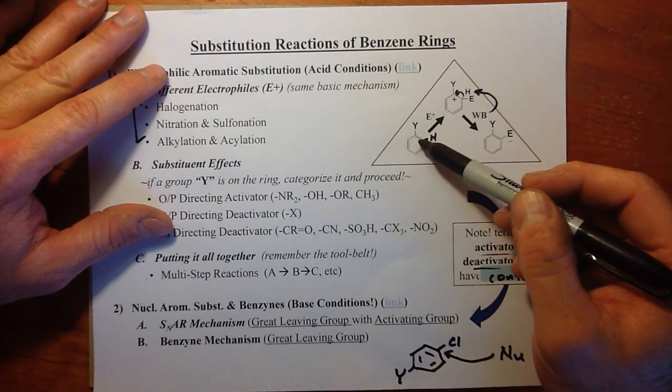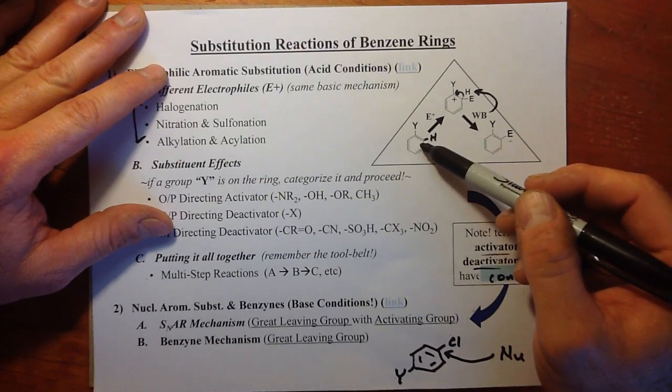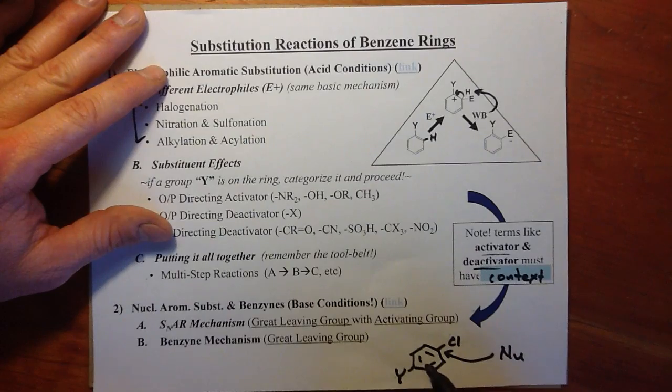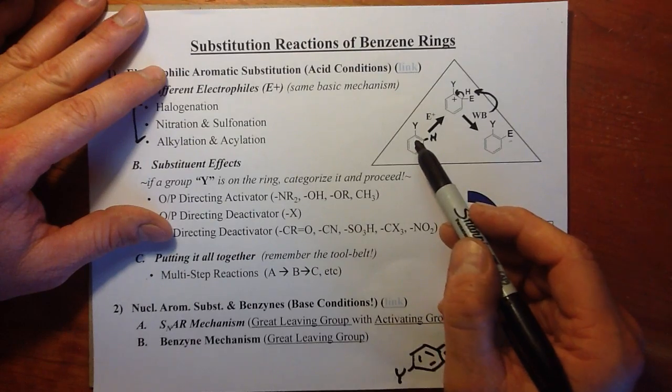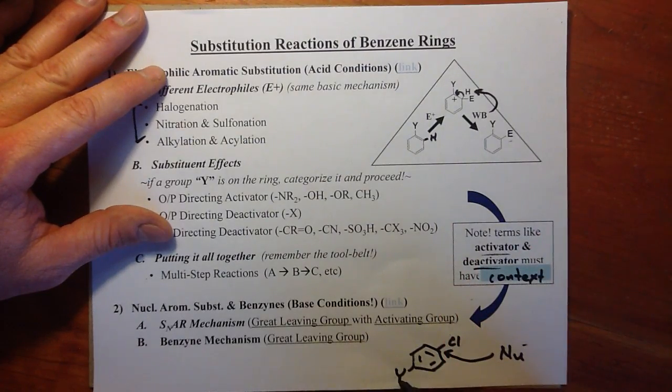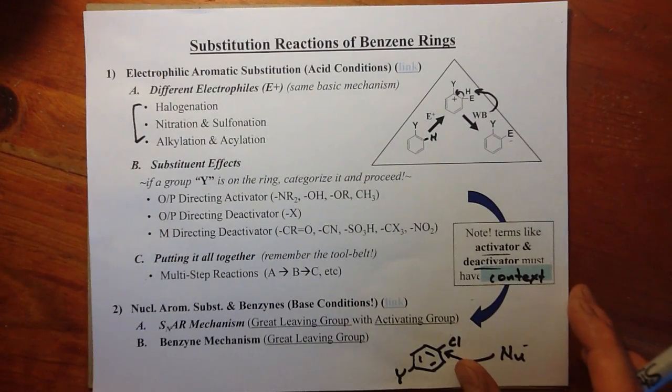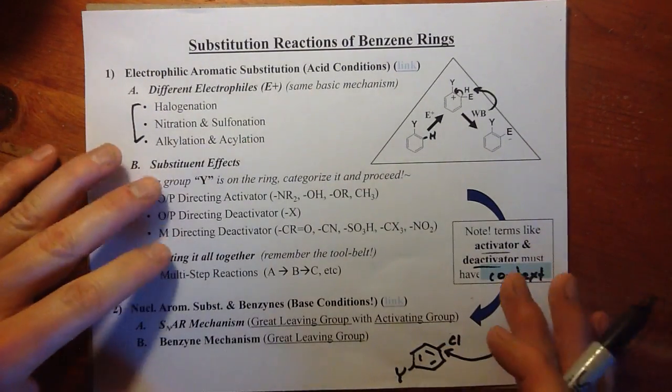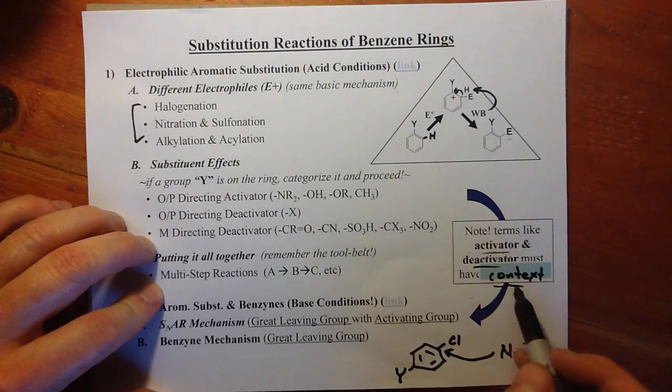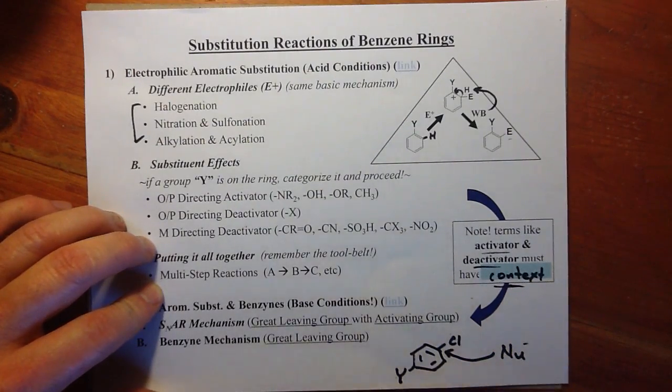We could say Y is a donating group. A donating group would be a good thing for attack of an electrophile with the benzene ring, but a donating group would be a bad thing if we're trying to attack with a nucleophile some partial positive carbon. A donating group would be bad. Donating group would be good for EAS. Donating group would be bad for NAS, nucleophilic aromatic substitution. Alright, so that's just giving us a little bit of context for terms like activator and deactivator.